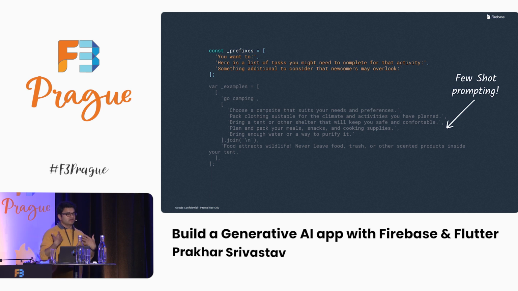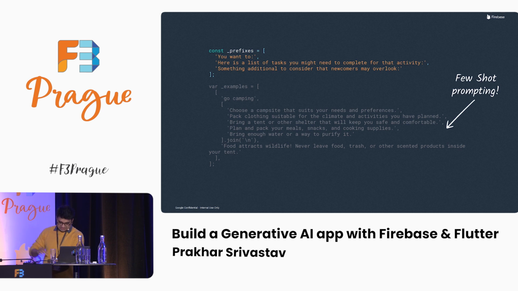So I am a programmer, which means I'm incredibly lazy. Rather than writing so many examples line by line, I have a very simple code that does this. There's a prefix, which is what you want to do. The next is, here's a list of tasks that you might need to complete for that activity. And the last one is something additional to consider.